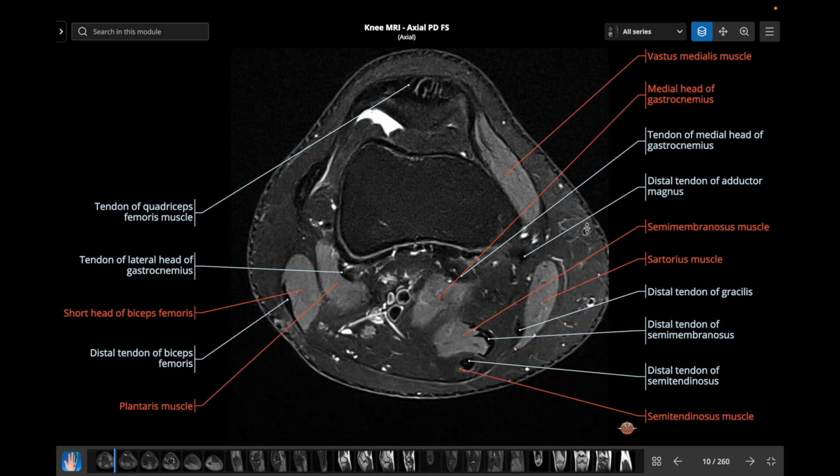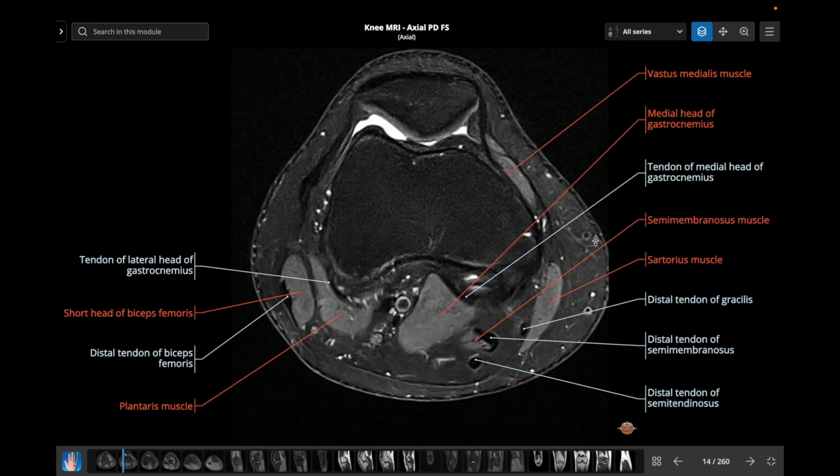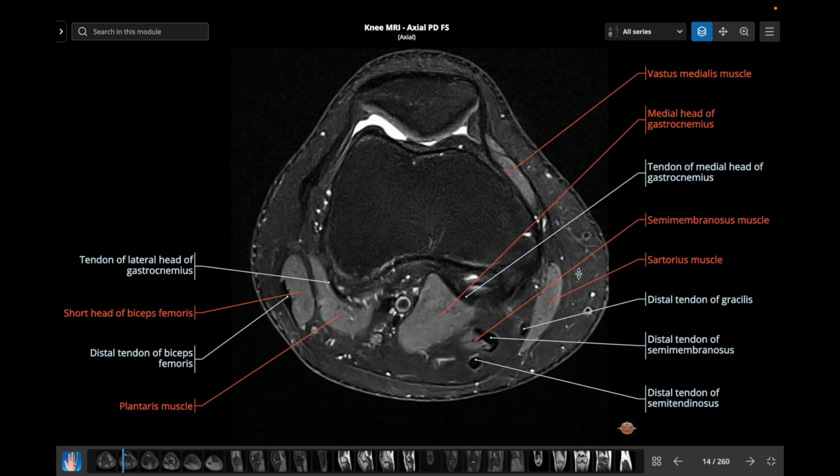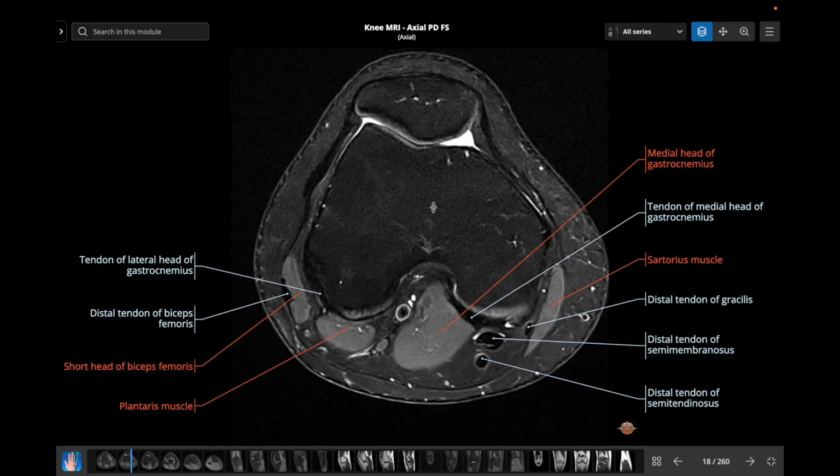There's another vein here, but sometimes you can have a few branches of the great saphenous vein. Also, the fat here is thicker than the fat on this side. That's another way of telling what side you're on.